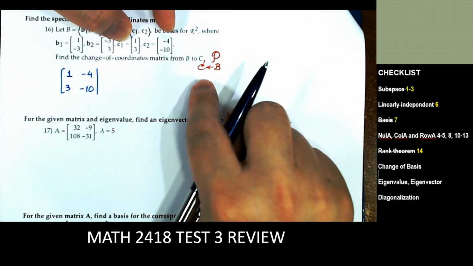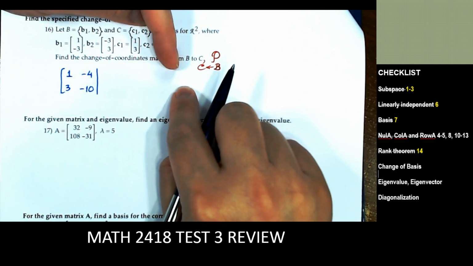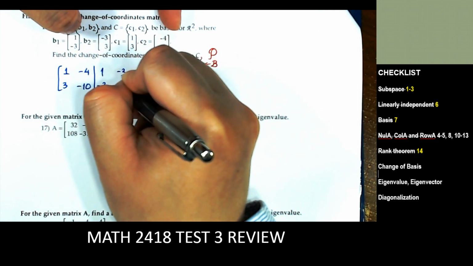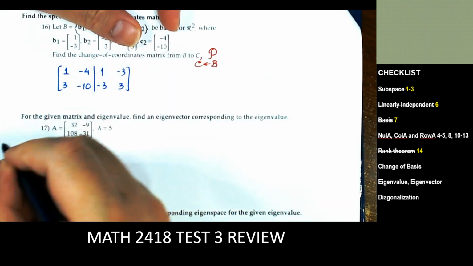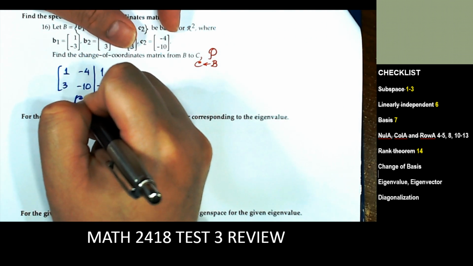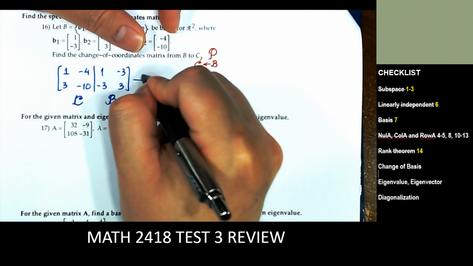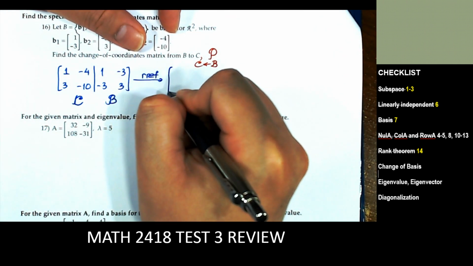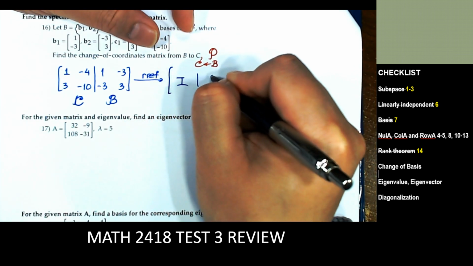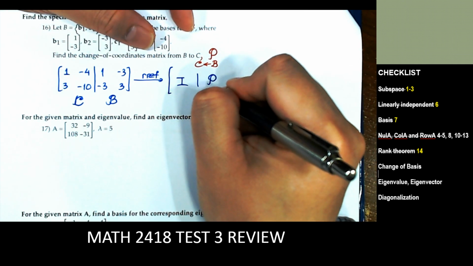So that is the matrix C on the left and B on the right. So the order will look exactly like this: C on the left, B on the right. This is pretty much the basis of C, and this is the basis for B. Once we do the reduced row echelon form, we will have the identity matrix first, and then the second part of it will be the change of coordinate matrix from B to C.